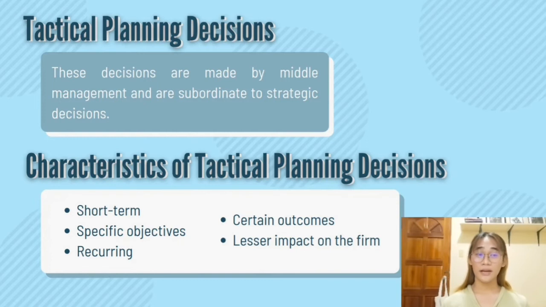After ng top-level management at strategic planning decisions, ang next naman ay ang tactical planning decisions. So, ang tactical planning decisions are subordinate to strategic planning decisions, and these decisions are normally made by middle-level management. So, tactical planning decisions are somewhat short-term. Hindi katulad ng strategic planning decision na long-term ang time frame niya. It is also more specific, recurring, have more certain outcomes, and have a lesser impact on the firm than strategic planning decisions.